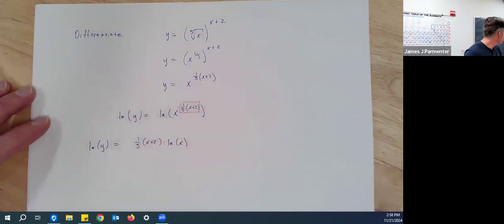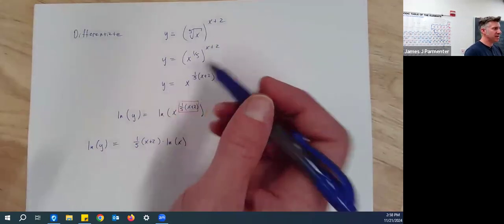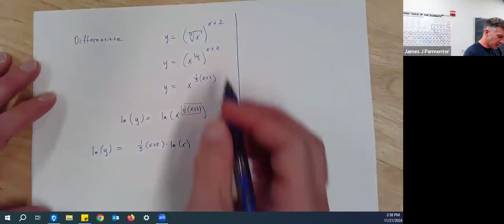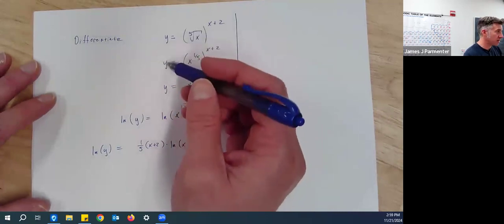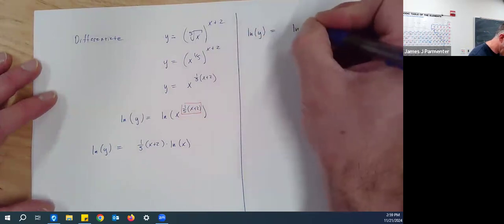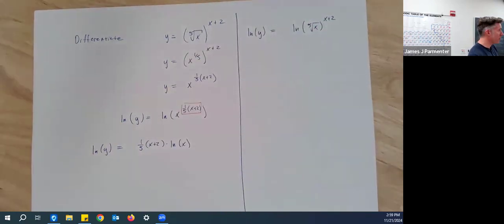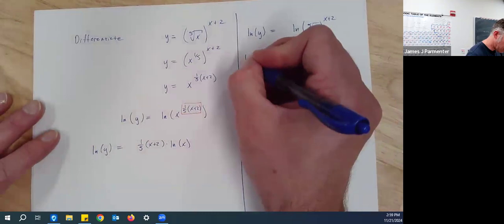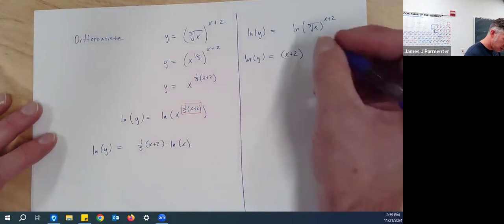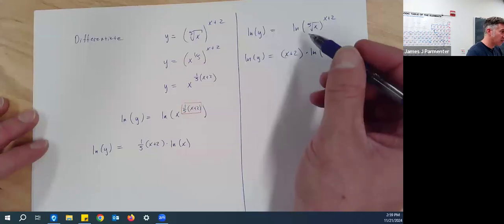What I really want to point out, though, is if you didn't do the simplification first, you should still be able to get to the same place. So here's what I mean. If we just left it like this and took the natural log of both sides, so we did the natural log of y equal to the natural log of the 5th root of x to the x plus 2 power. First, we're going to bring down the power, the x plus 2. So we're going to have the natural log of y equal to x plus 2, parentheses are important here, times the natural log of, let's rewrite the 5th root of x as x to the 1/5 power.